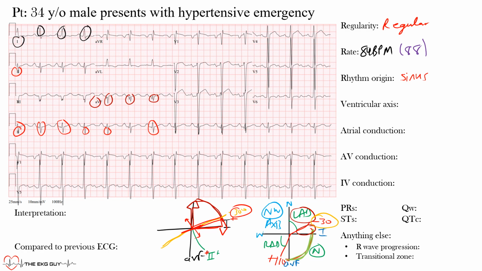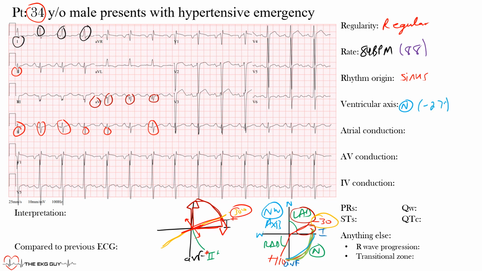This is a young male presenting with hypertensive emergency, so it's kind of strange to already see a young male with already high blood pressure and having this leftward shift. So this is a normal axis because it's within that normal region, right?